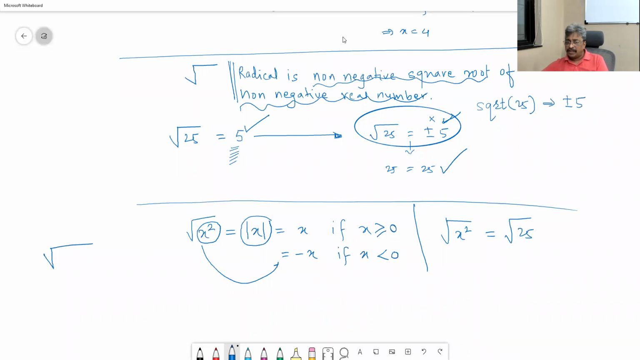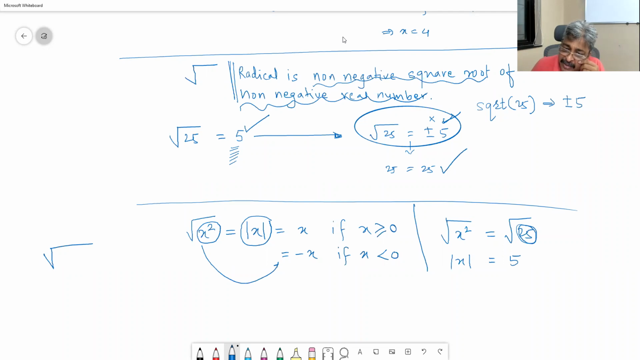Maybe yes, maybe not. Root x square is equal to root 25. That means absolute value of x is equal to, whatever this quantity is, but it has to be 5. Why? Because it is a non-negative square root of a non-negative number. This is non-negative, 25 is non-negative, nobody can question. So are you supposed to write here plus or minus 5? No. Radical 25 is 5.